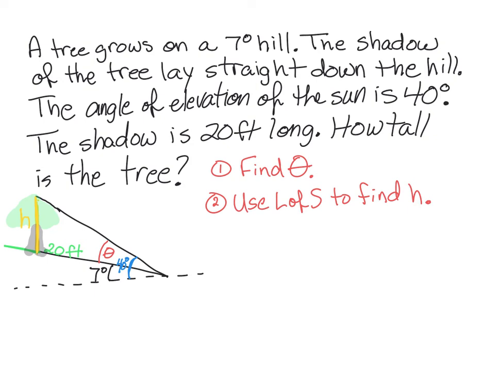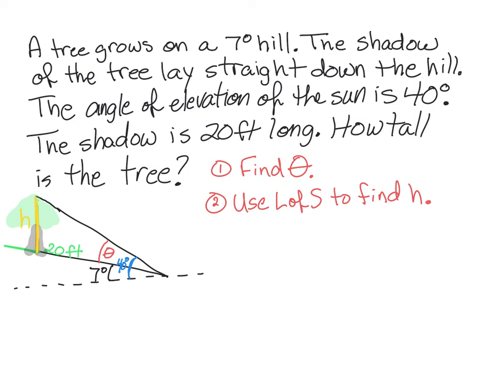Remember, the shadow's laying straight down the hill, so there's not any cross anything. If we know the length of the shadow, we can figure out how tall the tree is. So we have this side, and we can find this interior angle here and solve for the height of the tree. But you always have to find the interior angle first.